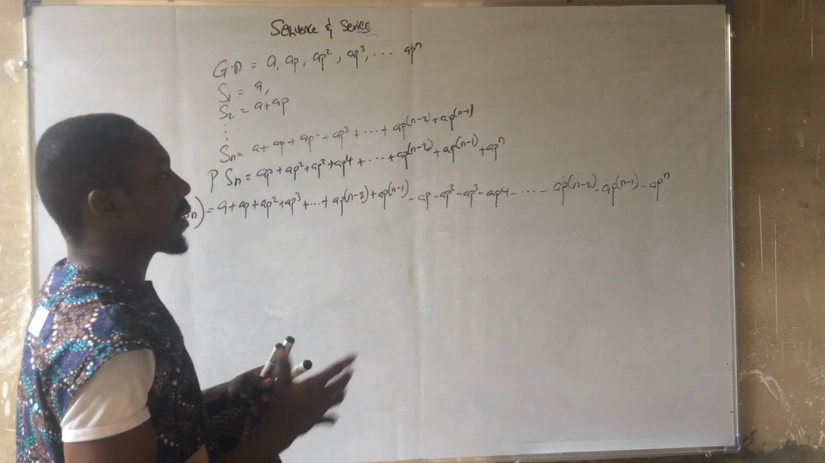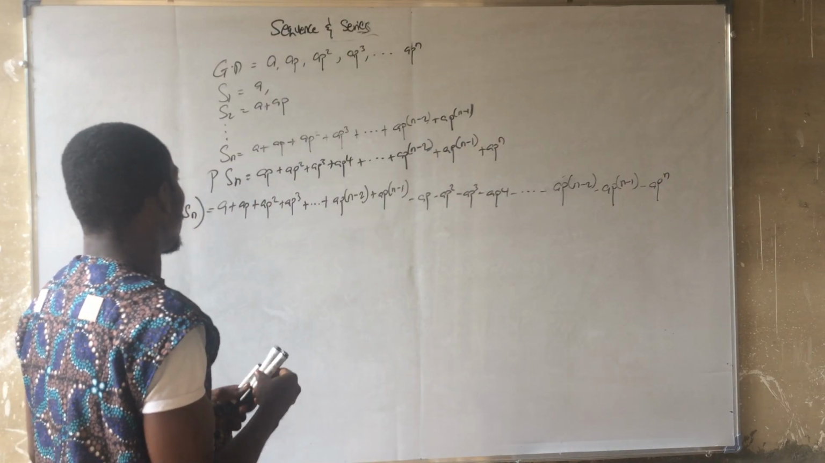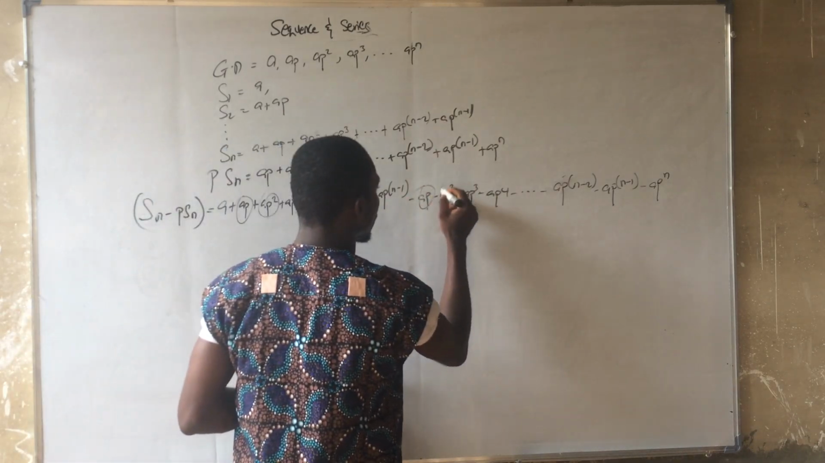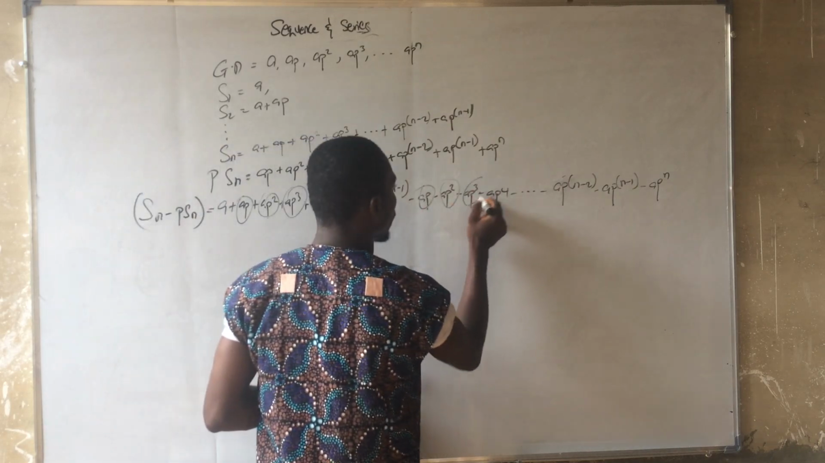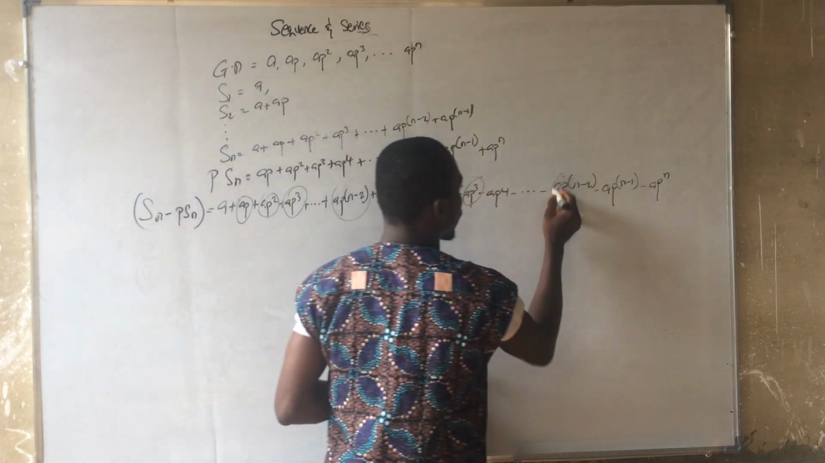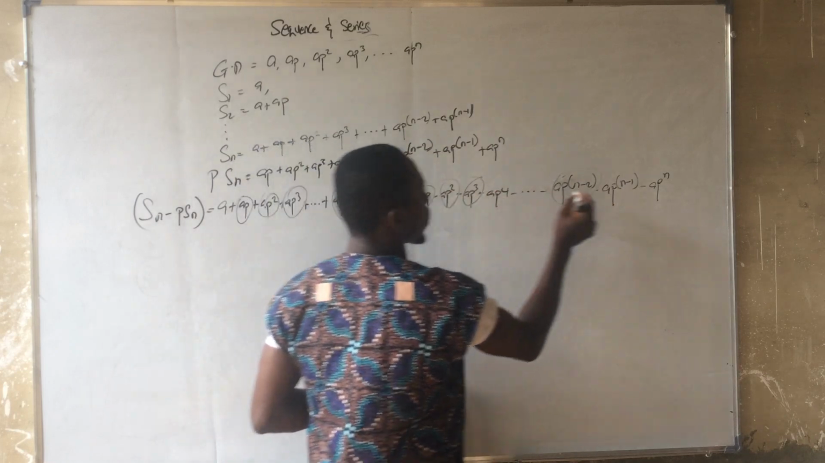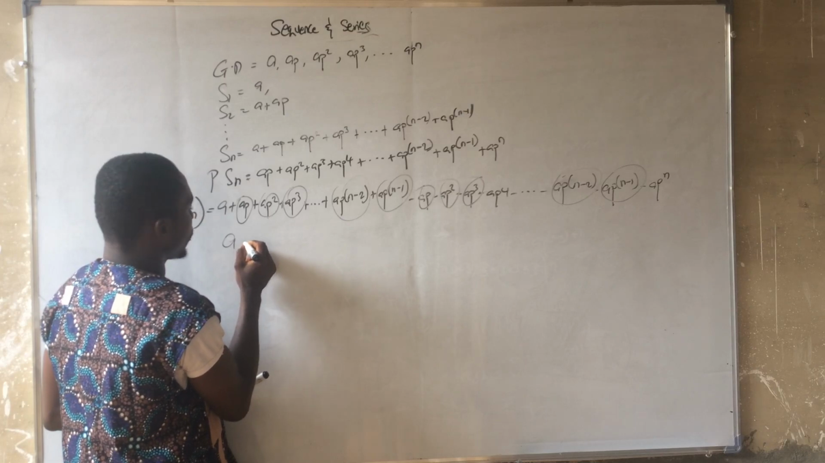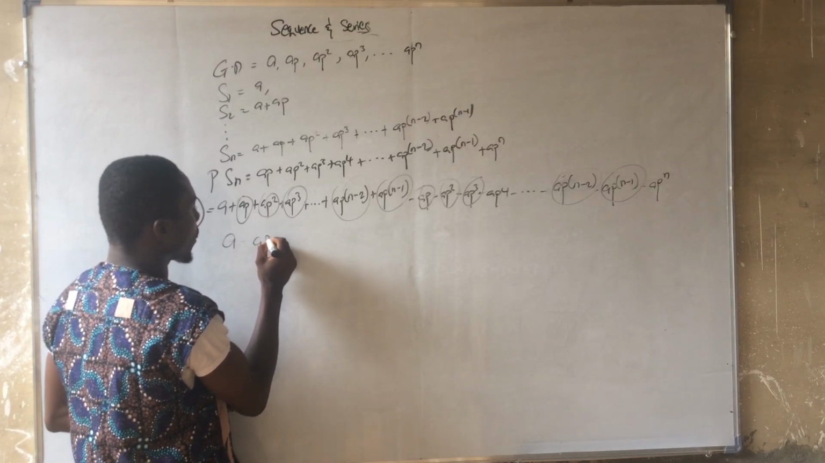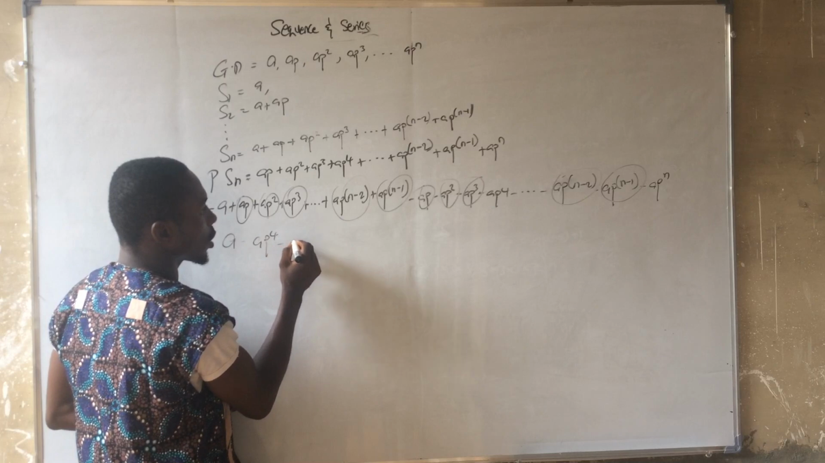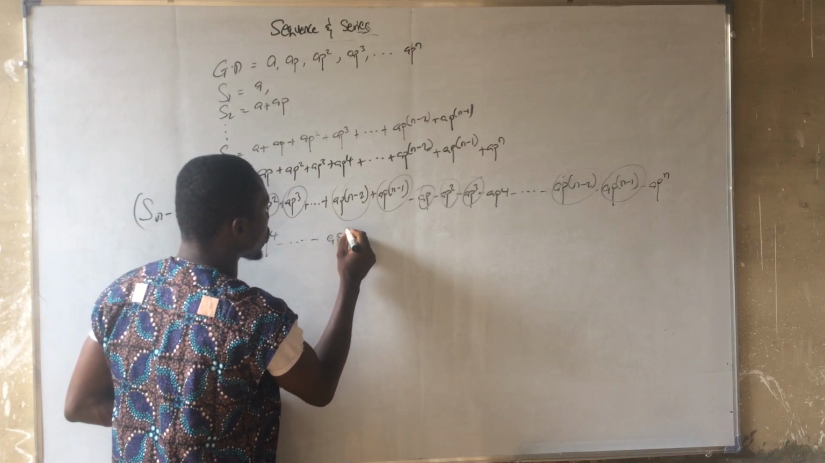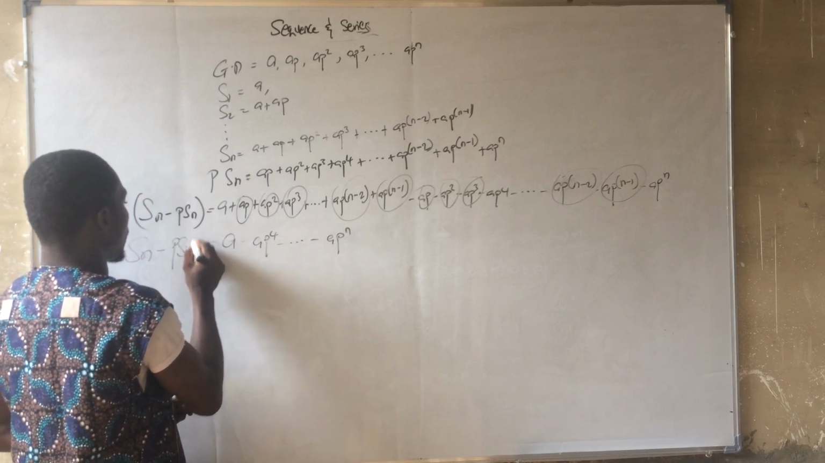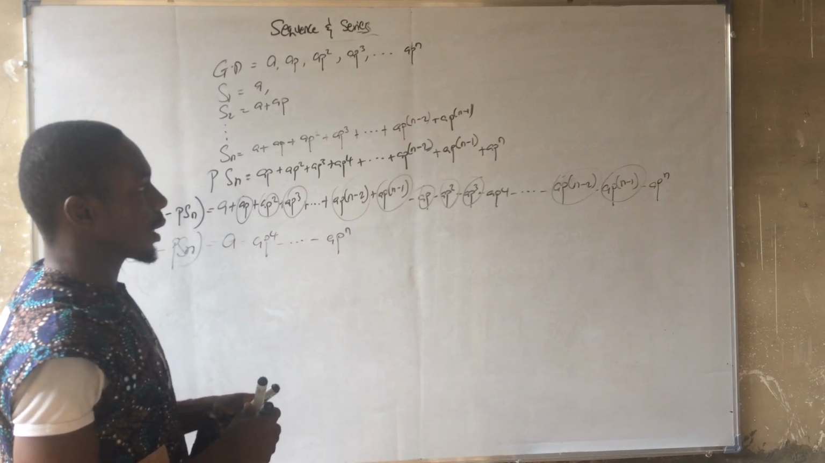So now we carry out these operations. We now see that this one will quickly take care of this one, this one will quickly take care of this one, and so on, and this one will quickly take care of this one. So what do we have left? We have A minus AP raised to the power n, equal to Sn minus P Sn. So now that is that.